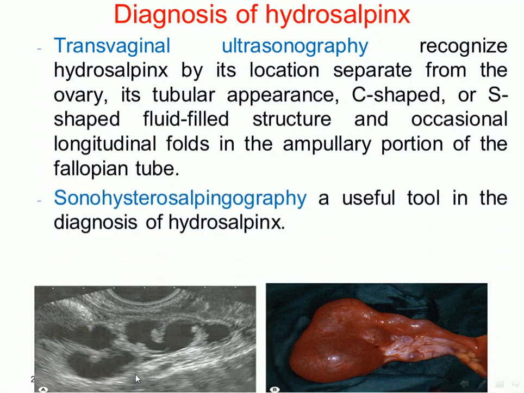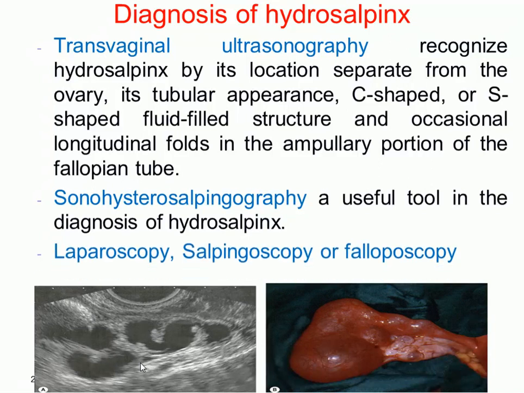Pseudohysterosalpingography is a useful tool also in diagnosis of hydrosalpinx. You inject saline inside the uterine cavity through a Foley catheter, and you do transvaginal ultrasound at the same moment. And of course, you fix the catheter in place. Also diagnostic because the tube will be distended and can be seen by transvaginal sonography. Laparoscopy is the gold standard for diagnosis. Salpingoscopy or falloposcopy also can be used for diagnosis.